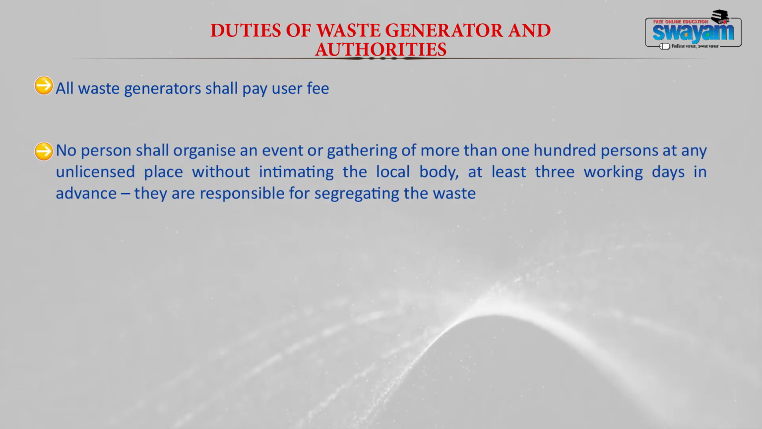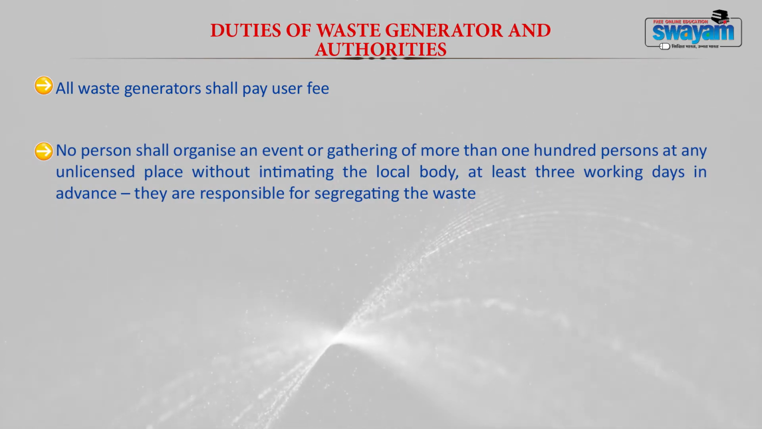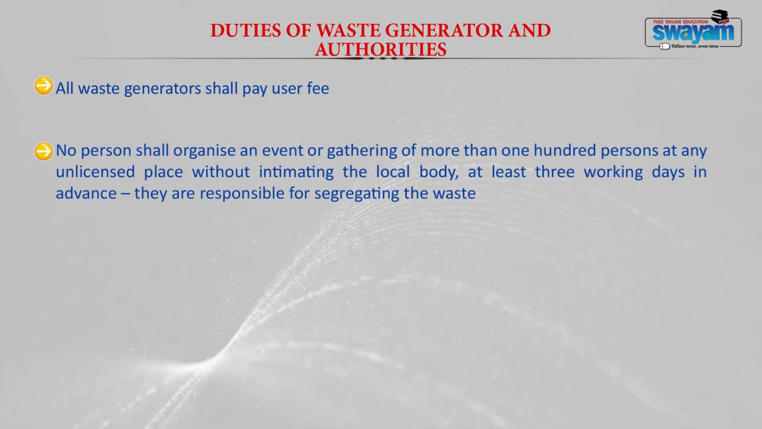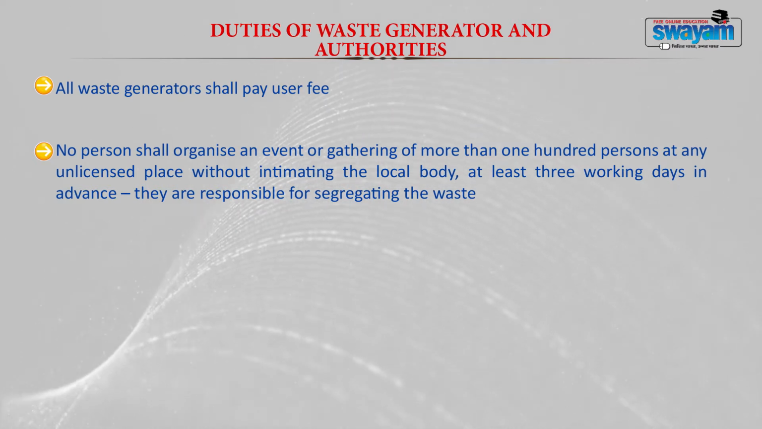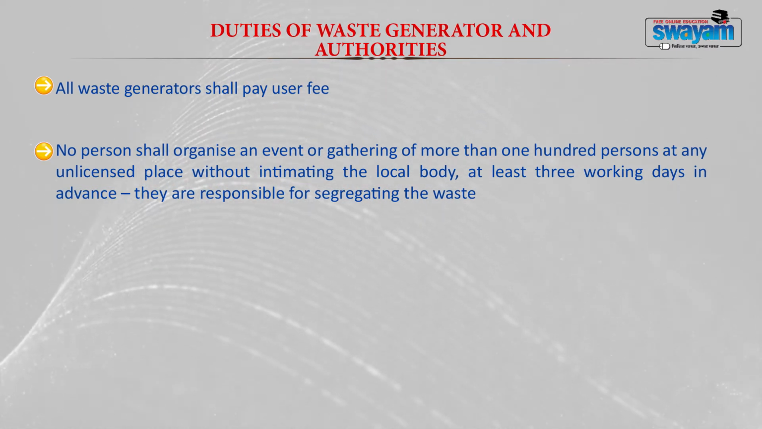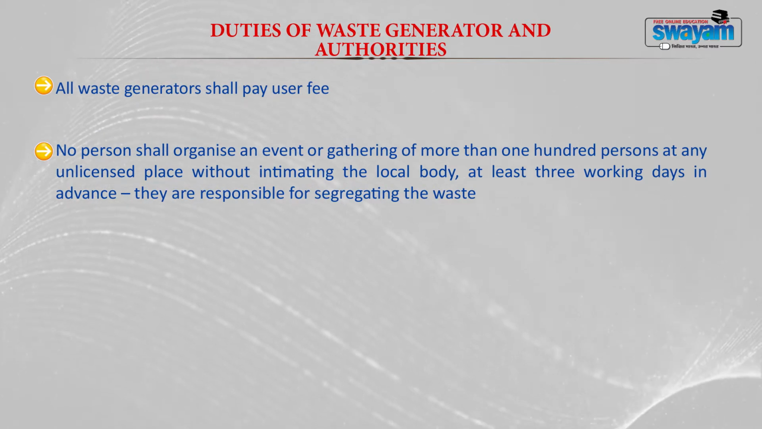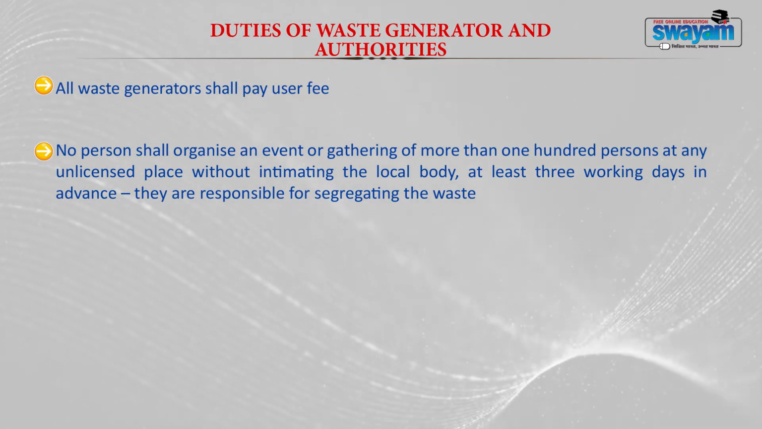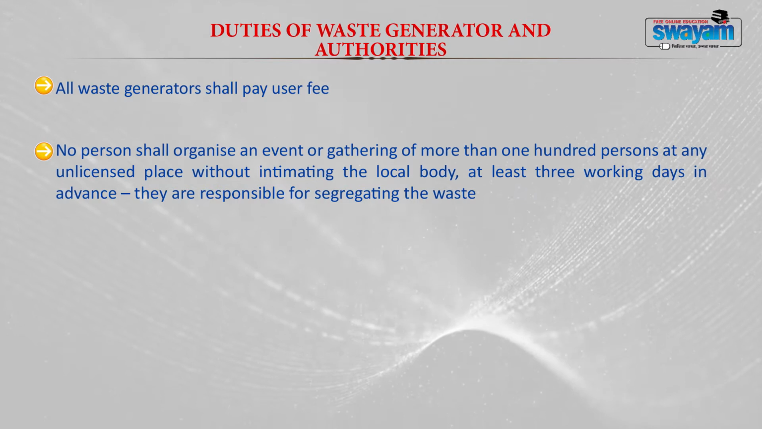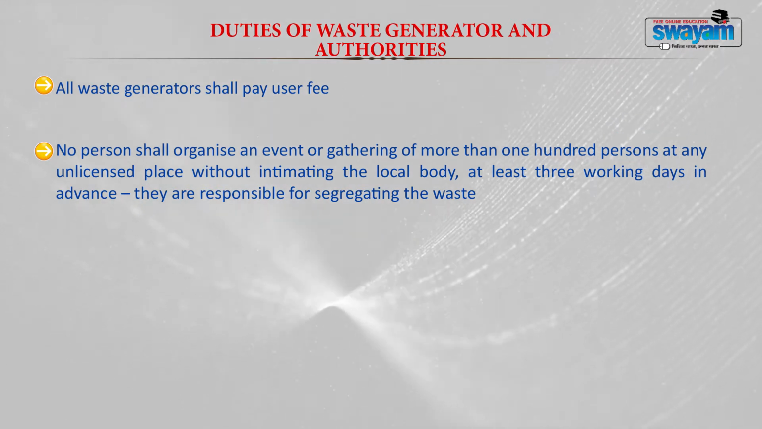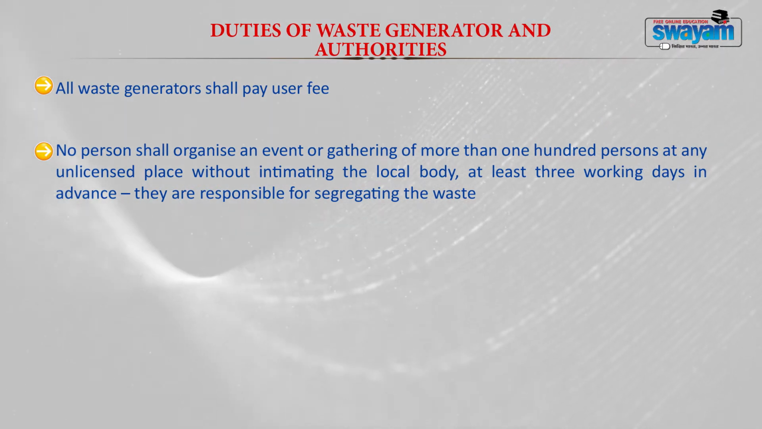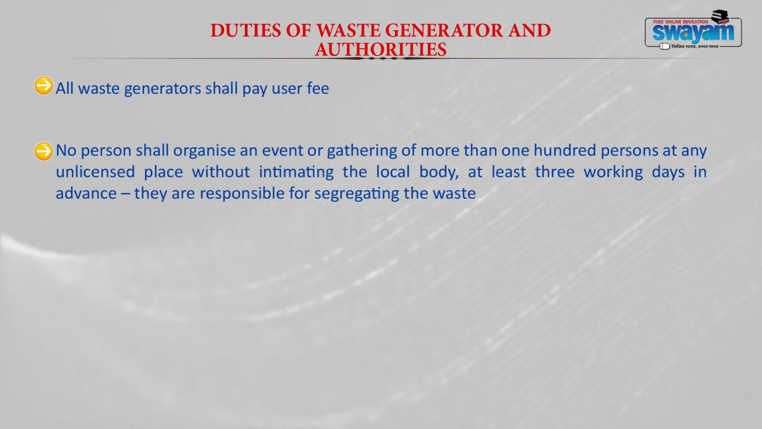No person should organize an event or a gathering of more than 100 persons at any unlicensed place without prior intimation to the local body. The intimation should be given at least 3 working days in advance. Also, the event organizers are responsible for segregating the waste that they are generating.